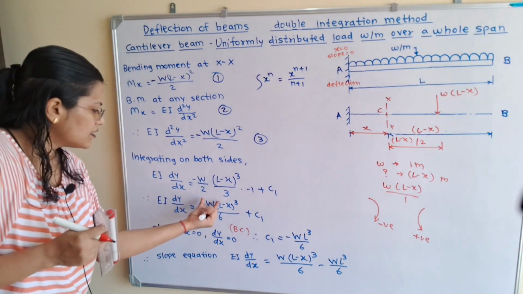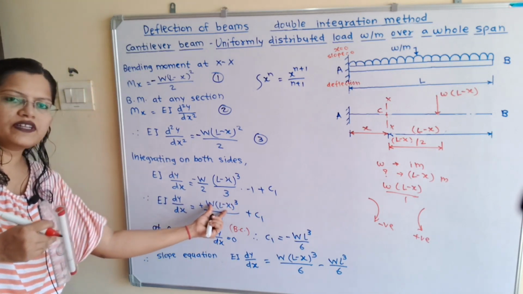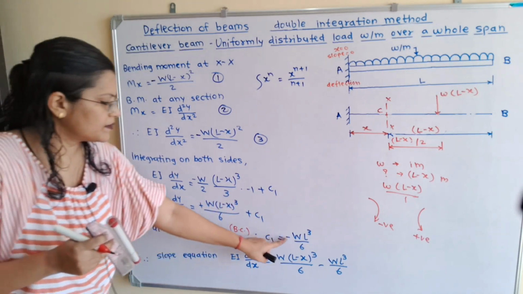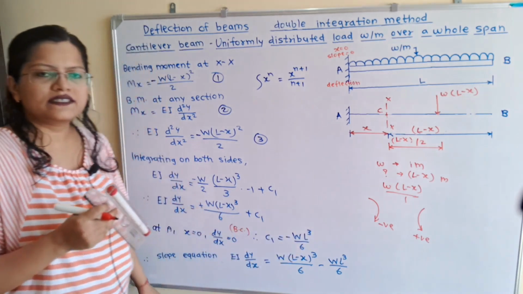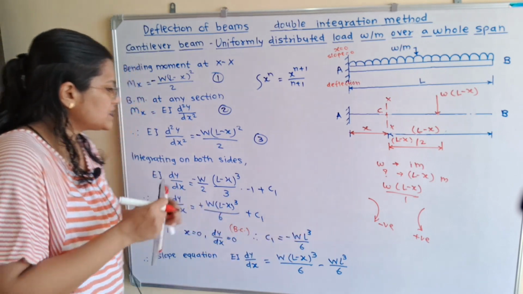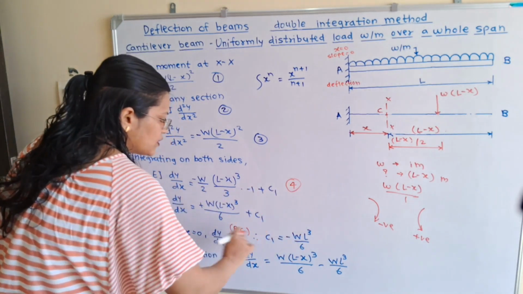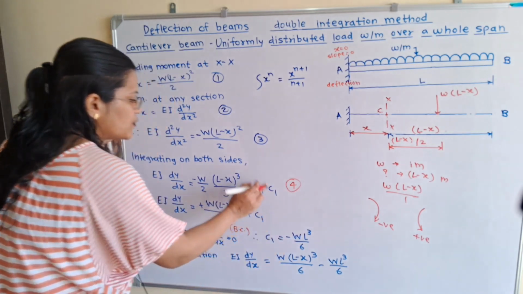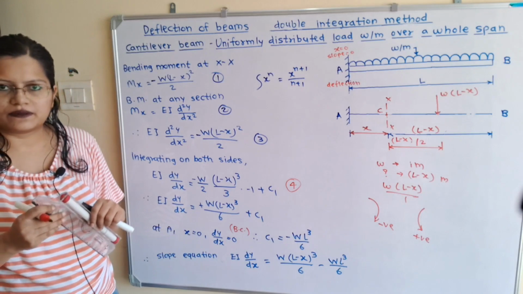So this term WL cube by 6, we will shift to the left hand side, so it will become minus. So C1 is equal to minus WL cube by 6. Now we will put this value in equation number 4. So this is the equation number 4. So value of C1 when we put in equation number 4, then we will get the slope equation.